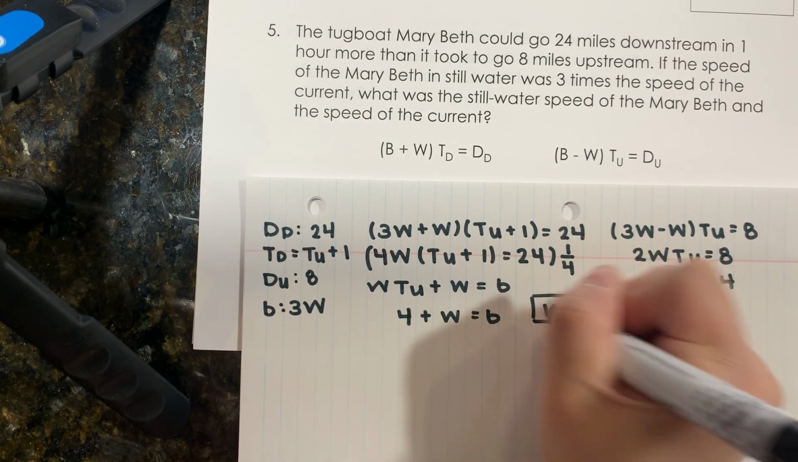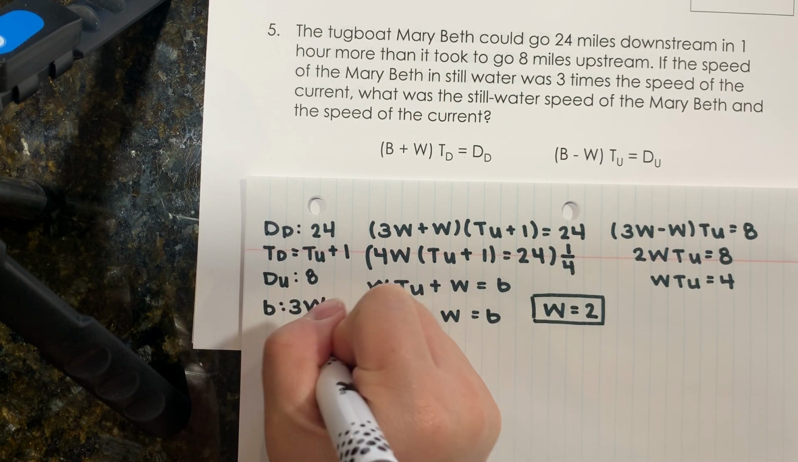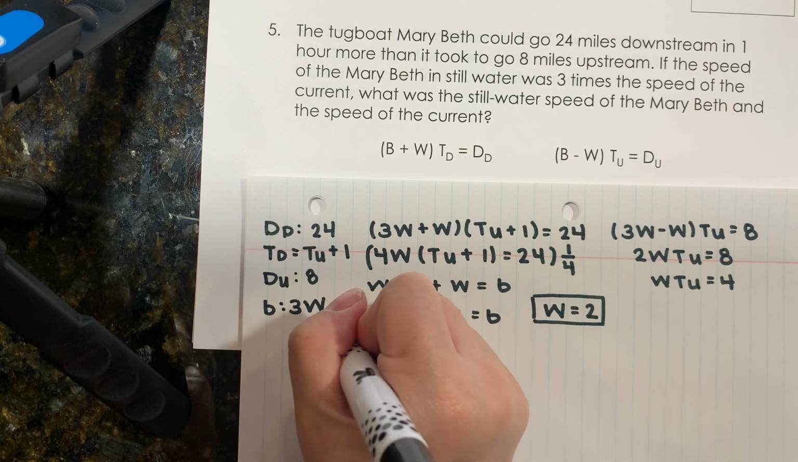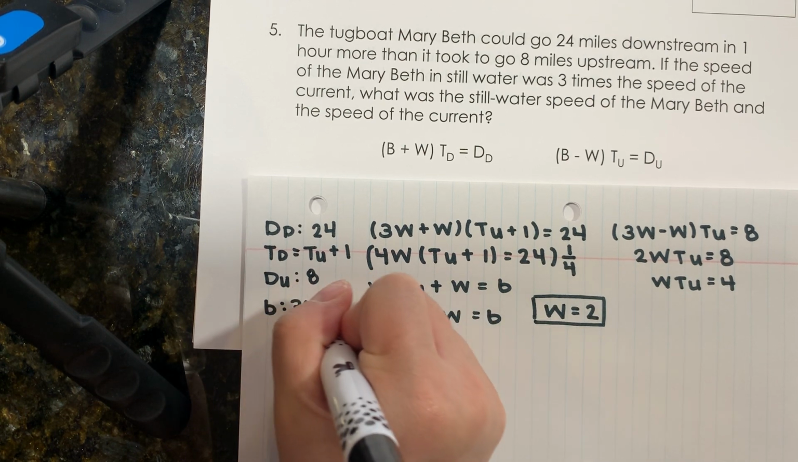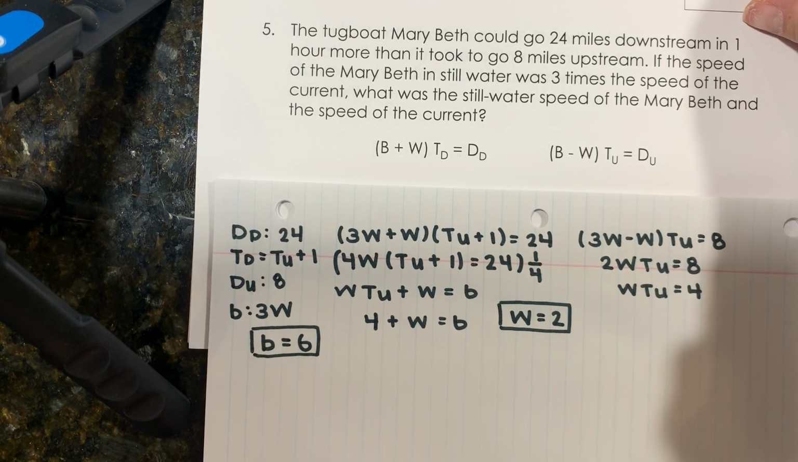And then for my speed of my boat, it's 3 times the speed of the current. So the speed of the boat, or the Mary Beth, is going to be equal to 6. And that concludes number 5.